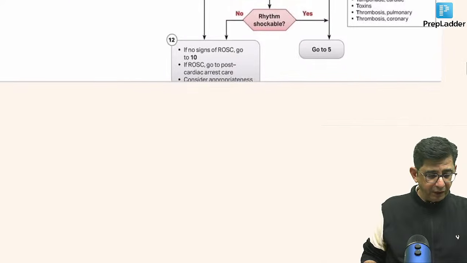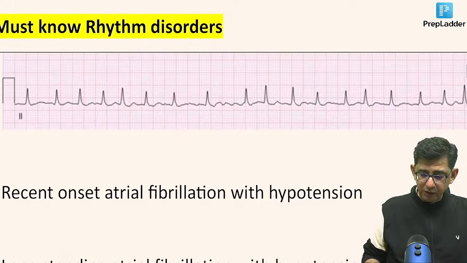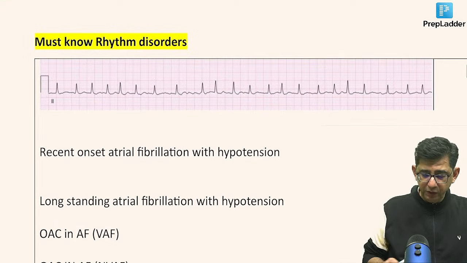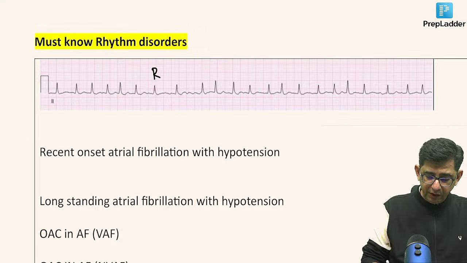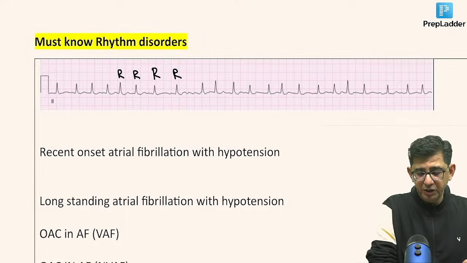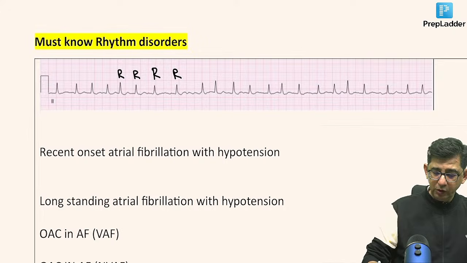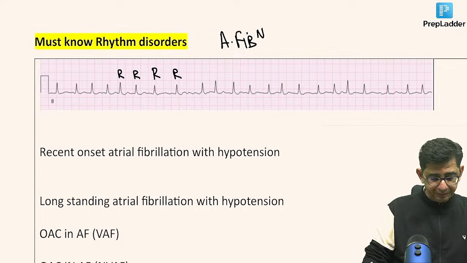So good. Now we move on to the must-know rhythm disorders, a pretty straightforward one. Here you will notice that the RR interval is varying. The number of boxes between R and R are changing. So this is one of the commonest arrhythmias with an irregular pulse. As you know, this is atrial fibrillation.